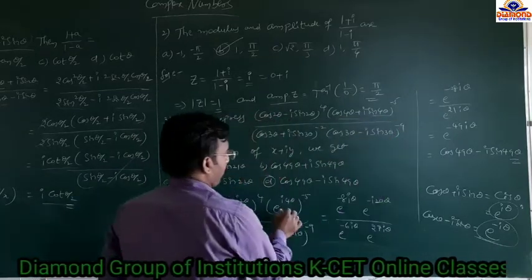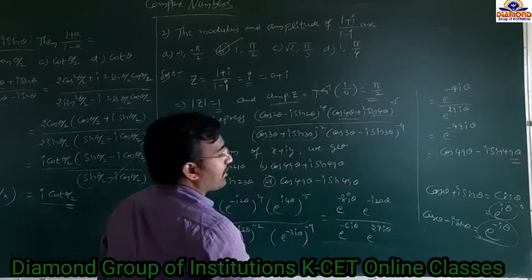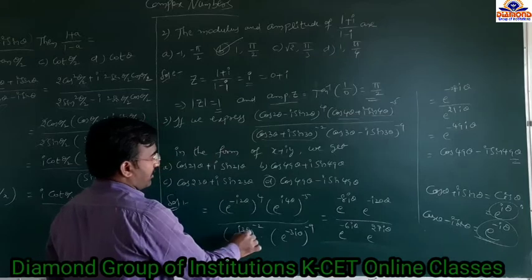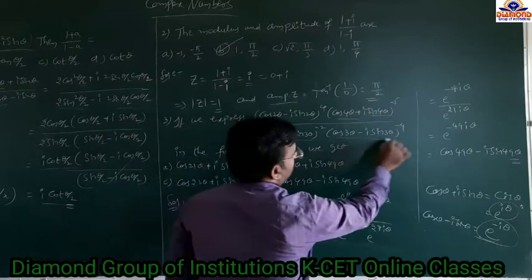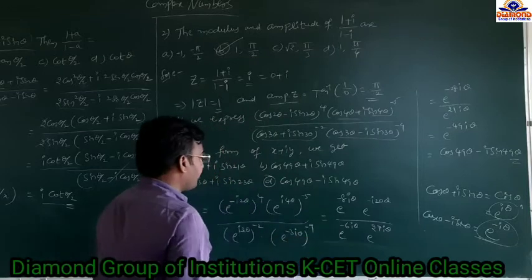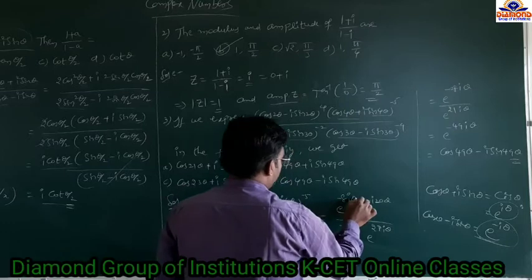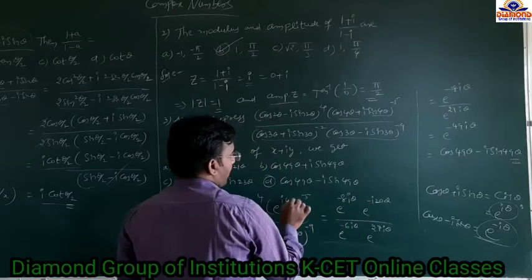So e power i 4 theta power minus 5 by what about here: cos 3 theta plus i sin 3 theta. So e power i 3 theta power minus 2. Here this one e power minus i 3 theta power minus 9. So minus 24 is minus 8, so e power minus 8 theta. This is minus 5 into 4, minus 20.